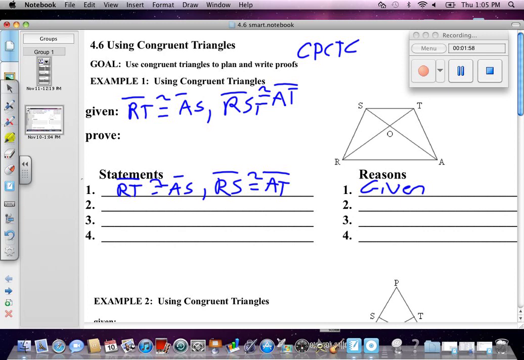What else do we know, Nathaniel? Angle AOT is congruent to angle ROS. Yes, Eric? Angle SOR is congruent to angle TOA because of vertical angles. Look at that picture. Everybody looking? What side of the triangle overlaps? Eunice, you got a guess?